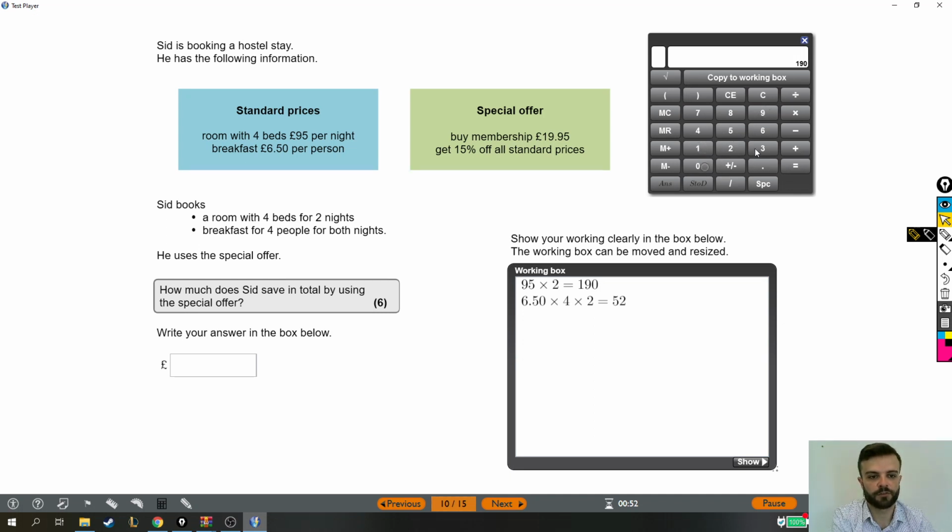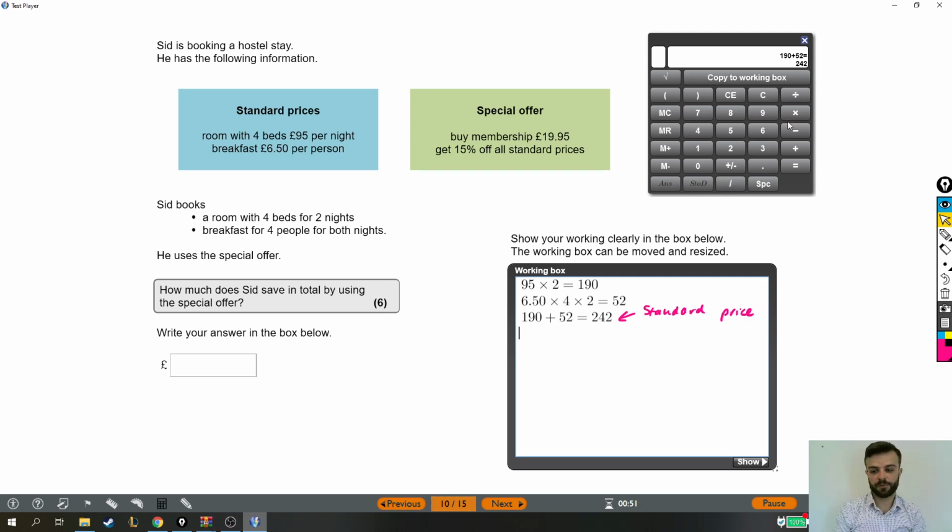And then we add the cost of the rooms to the cost of the breakfast to get the total standard price. And now just for us, I'm going to make a little note here, standard price. Good, but he uses the special offer. Now with the special offer, you buy membership for £19.95. So you do have to spend some money initially to get the offer, to get the discount. But for that price, he gets 15% off the standard price. Now the standard price was £242. So what's 15% off 242?